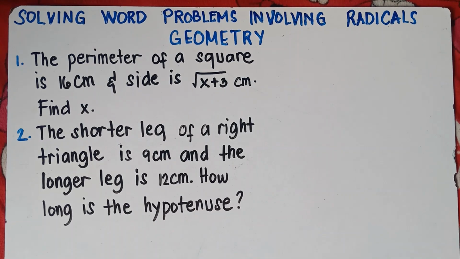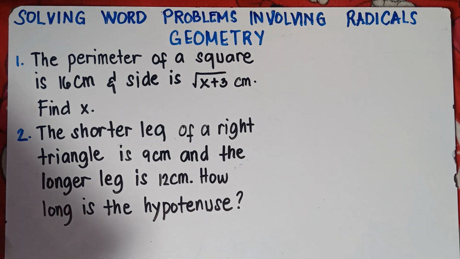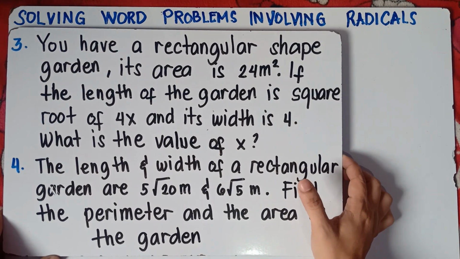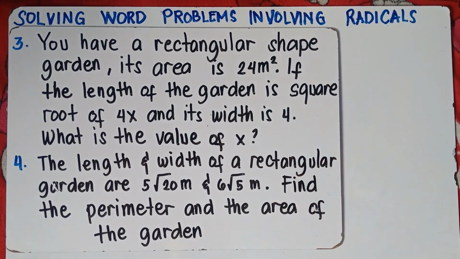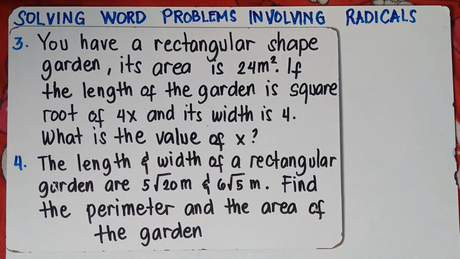Our topic for today's class is all about solving word problems involving radicals, and we are dealing with geometry. So without further ado, let's do this topic. We have 4 examples so you can really understand how to solve this. In our first and second examples, these are the questions. Later on in our third and fourth examples, these will be the following questions. Once again, class, do not be worried with this because we will be explaining this step by step.